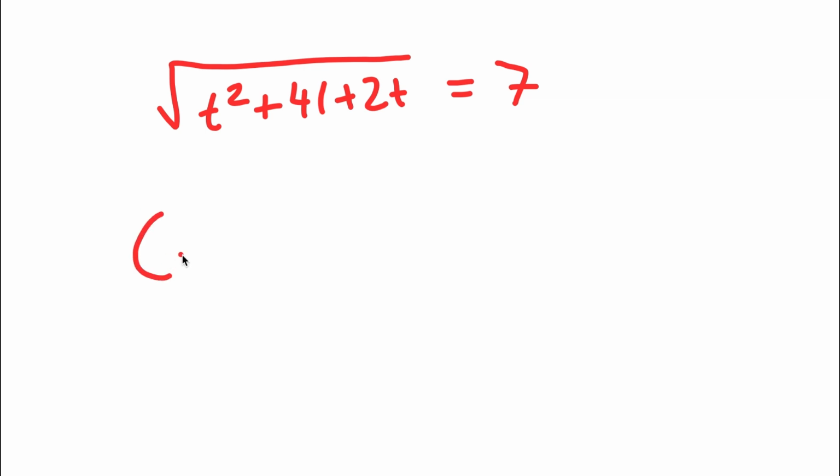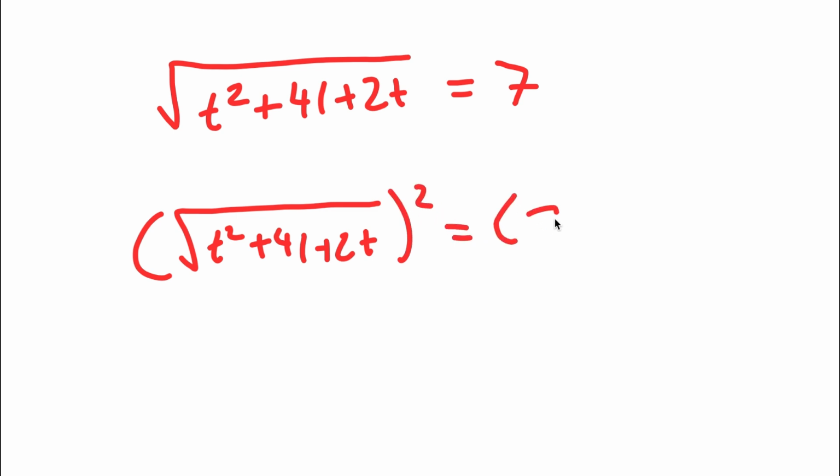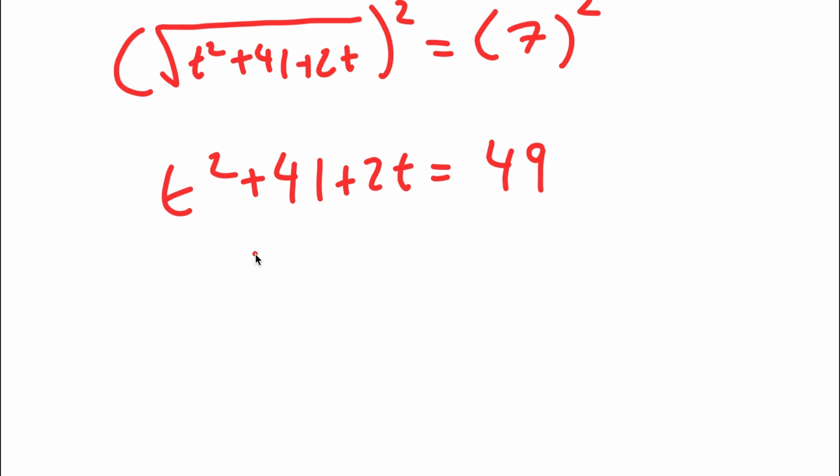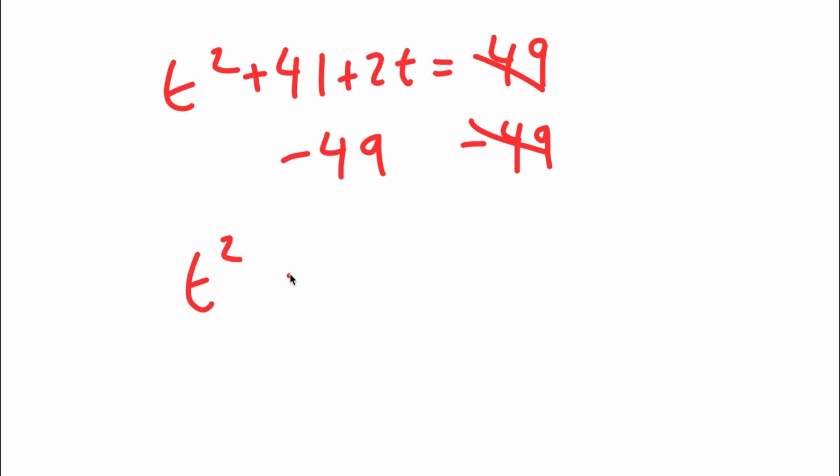Now I'm going to square both sides, so I have the square root of t squared plus 41 plus 2t squared is equal to 7 squared. So now I have t squared plus 41 plus 2t is equal to 49. And if I subtract 49 on both sides, I get t squared plus 2t minus 8 is equal to 0.